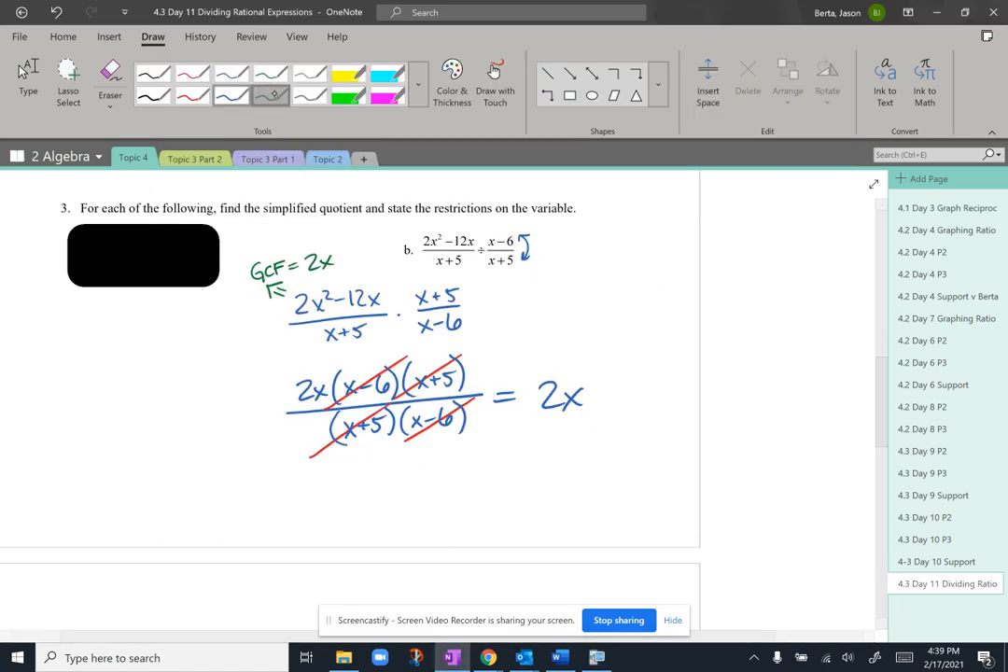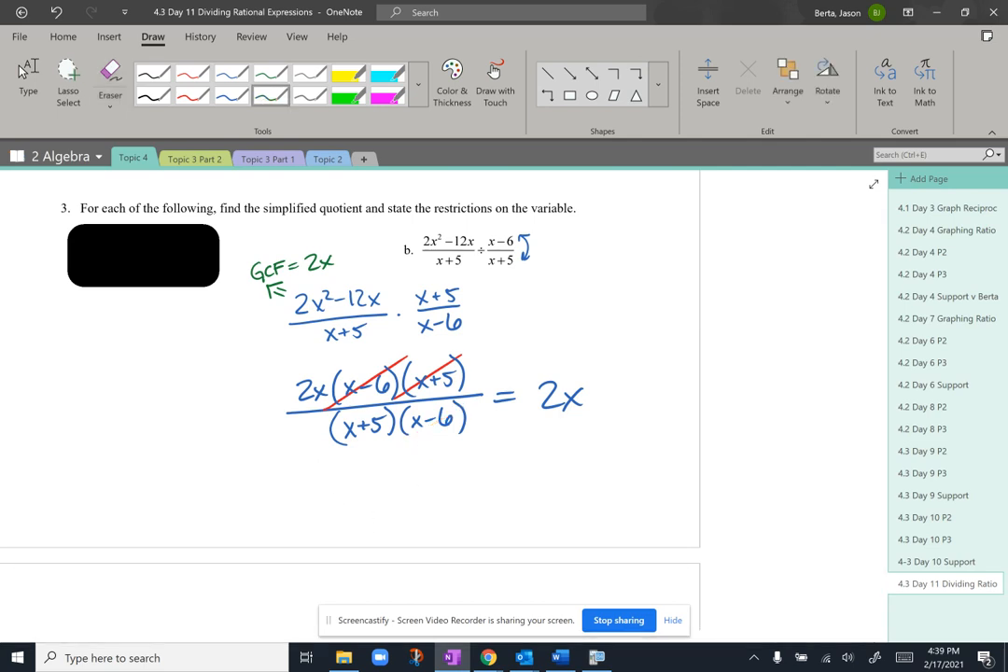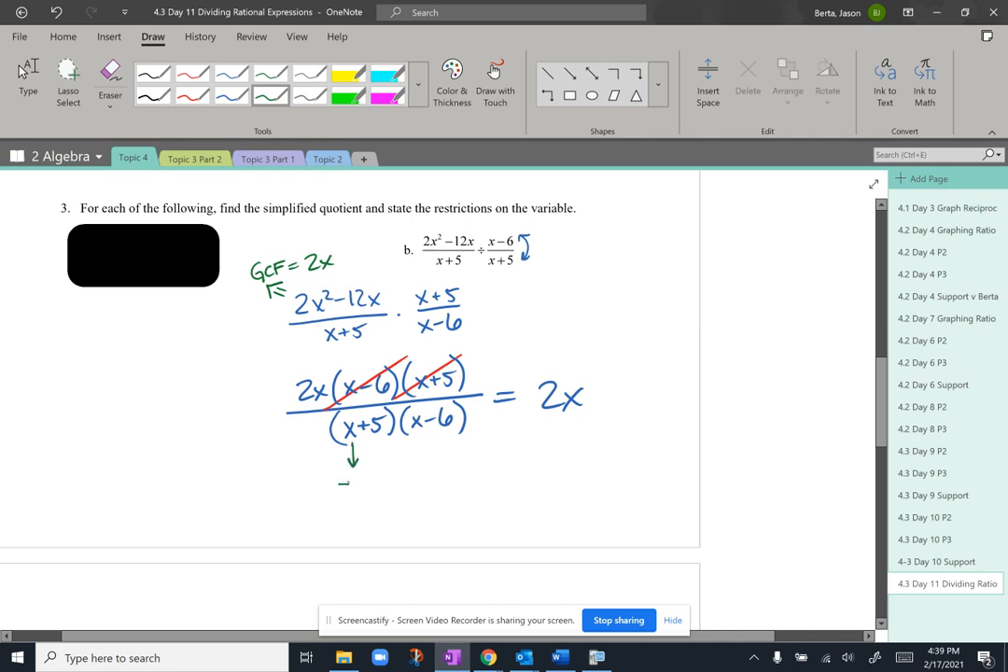Now, going back, we are asked to find what values of x make that denominator equal to 0, right? What are the limitations? What are the restrictions on that variable x? Well, if x is negative 5, that makes the first factor in the denominator 0. If x equals 6, that's the second. So there are restrictions here that x cannot equal negative 5 or 6.